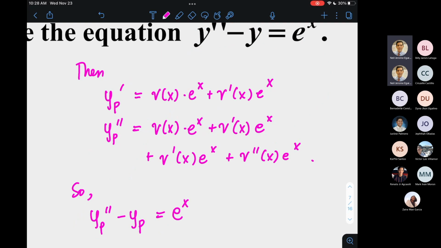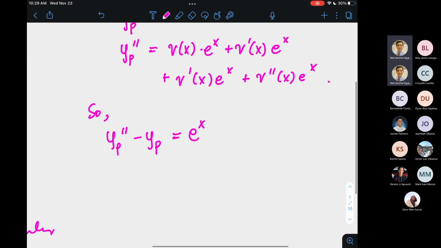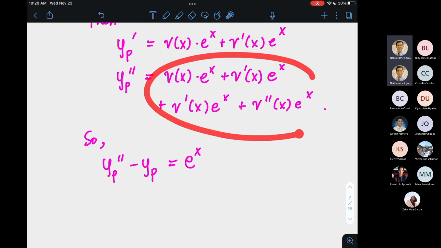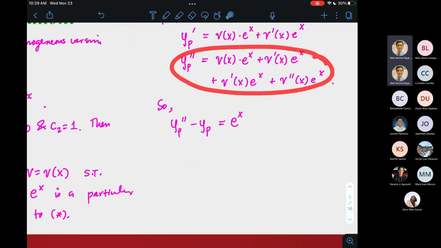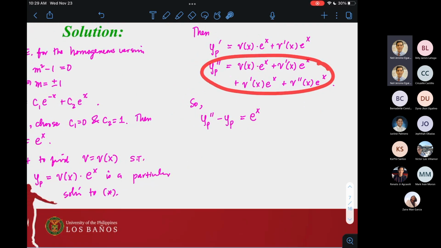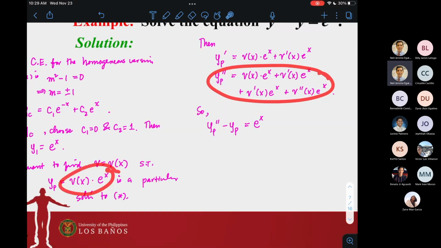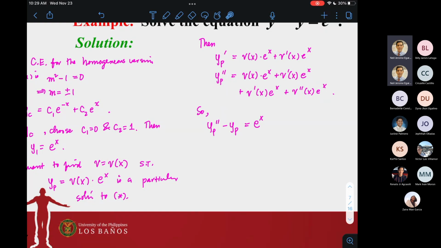Because again, we want y sub p to be a particular solution ng non-homogeneous GLDE. Okay? Then I'll plug this in. So I'll have this guy minus this guy. So sino yung mga mawawala? Hindi pala. So y double prime, this guy minus y sub p. Ang y sub p natin ay eto. So mawawala lang ay yung first term. Tama ba? Yeah, mawawala lang yung first term pagka sinubtract ko sila sa isa't isa because I want y sub p double prime minus y sub p. So this term vanishes, but everything remains, right?